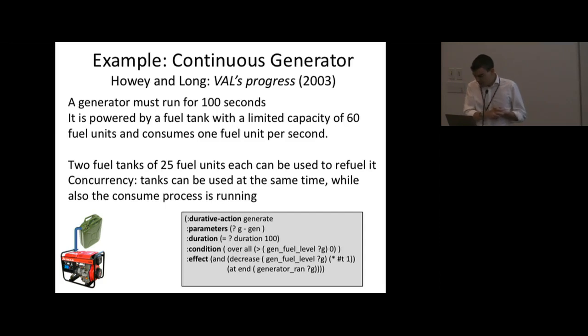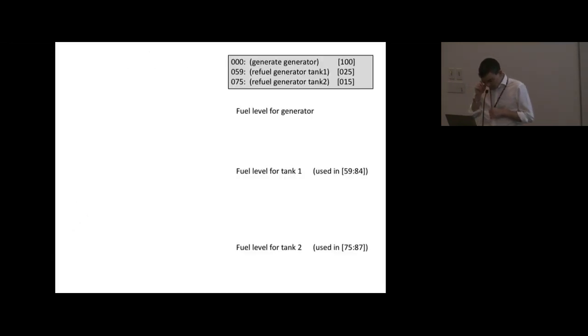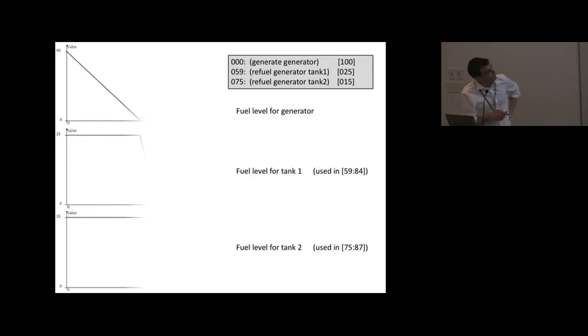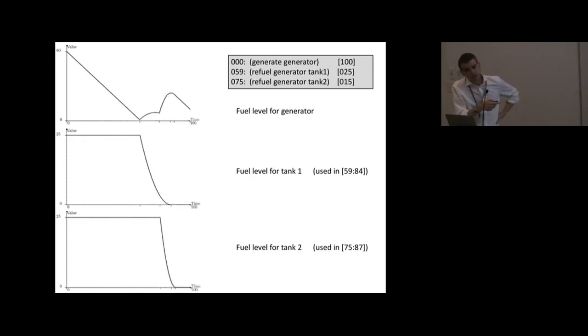I'm using this example just to show one thing. So that's a possible plan for the generator. So you start generating, and then you use at these time points the two tanks that you have available. And this is the continuous behavior that you observe in the level of fuel in the generator and in the two tanks. Now, these reports, I'm showing this for this reason, are created by VAL.